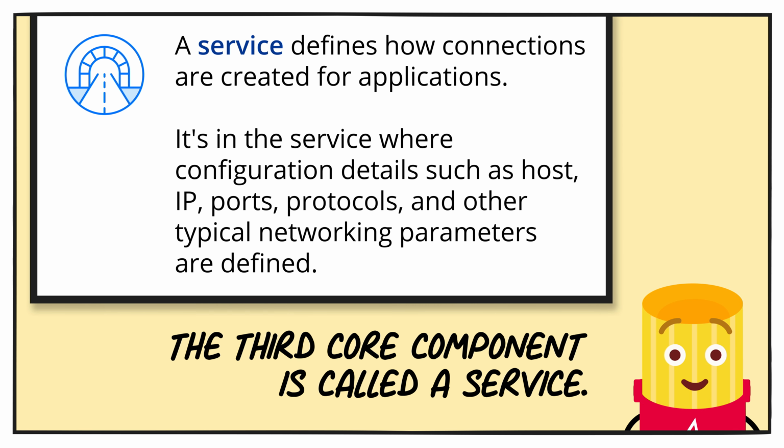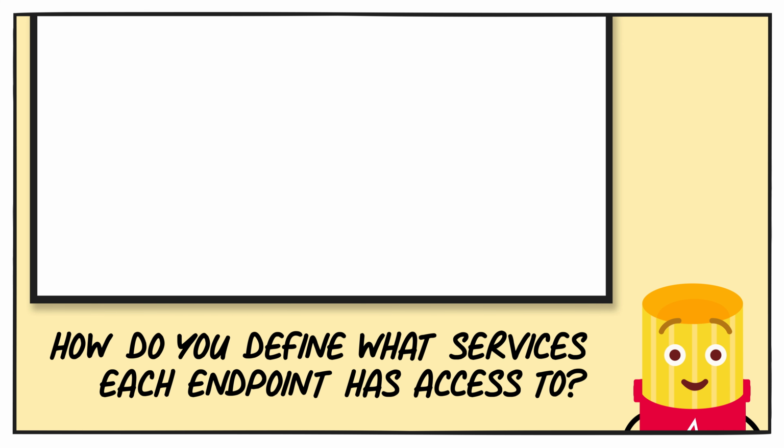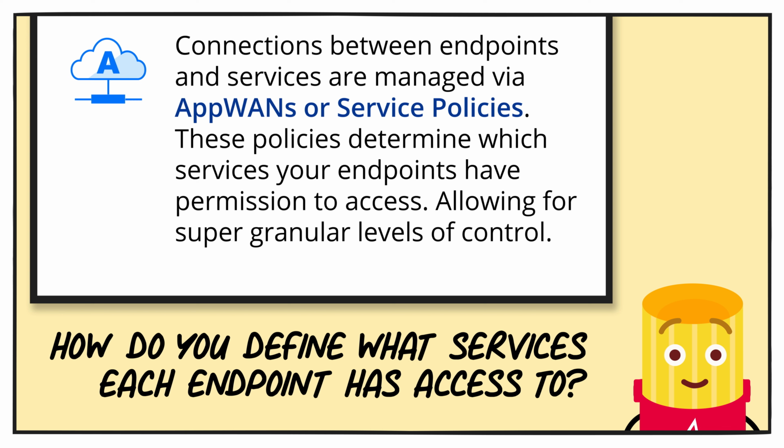The third core component is called a service. A service defines how connections are created for applications. It's in the service where configuration details such as host, IP, ports, protocols, and other typical networking parameters are defined. So how do you define what services each endpoint has access to? These connections between endpoints and services are managed via AppWans or service policies. These policies determine which services your endpoints have permission to access, allowing for super granular levels of control.